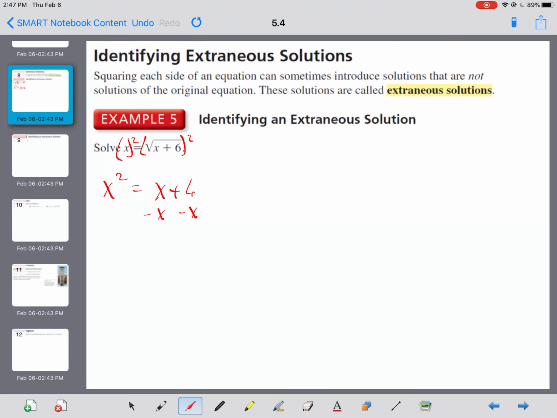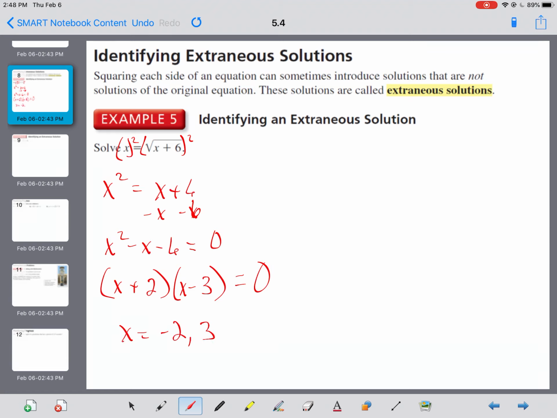Then we're going to move everybody over. I like to keep my x squared positive. x squared minus x minus 6 equals 0. Then we're going to factor. Factors of 6 that subtract to negative 1. Well, that would be 2 and negative 3. So x is negative 2 and positive 3.